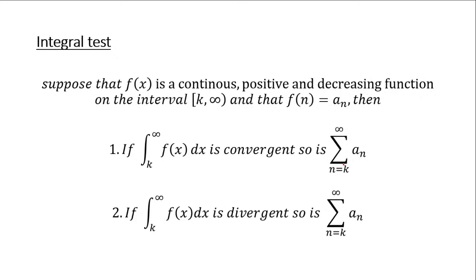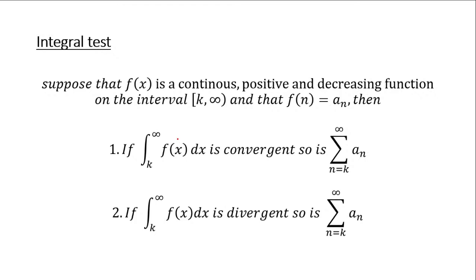With the integral test, suppose that f(x) is continuous. When you talk about continuous, it is finite, it exists, and the two sides are equal, and positive and decreasing on the interval. This is a closed interval at k, and this is an open interval to infinity. Then f(n) is a_n.